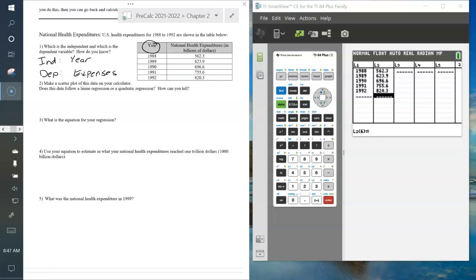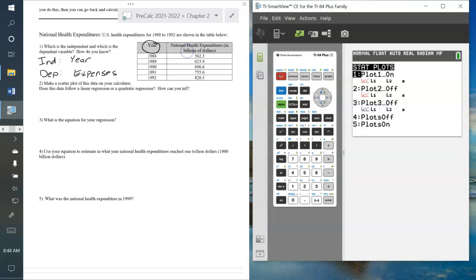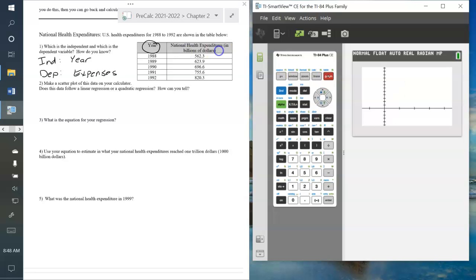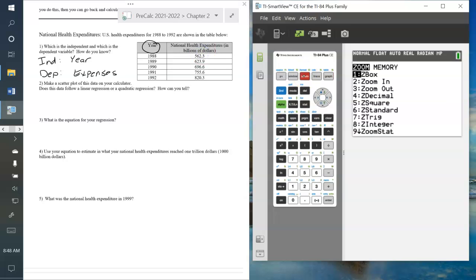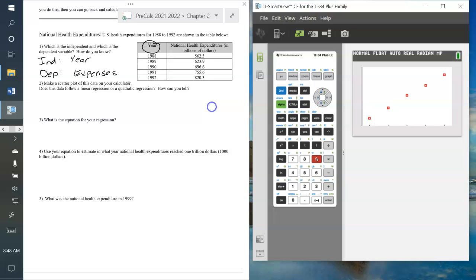Okay, so I have entered the data in my calculator. Now I'm going to make my scatter plot. So I am going to make sure that my plot is turned on. I have plots on. Press graph. Not seeing anything, so adjust your zoom. I'm going to go to 9 zoom stat. All right, this looks like a line to me.